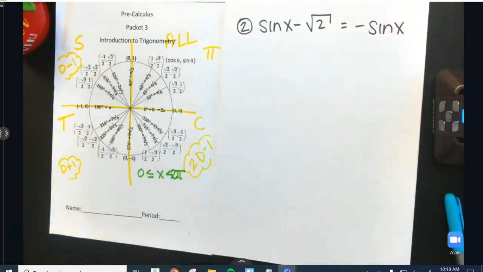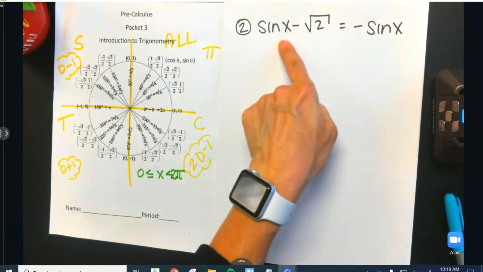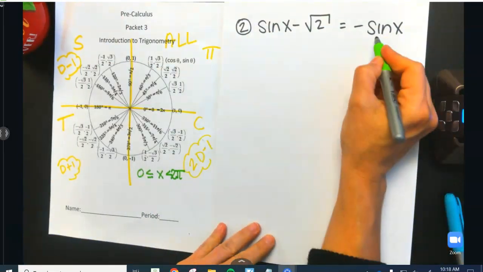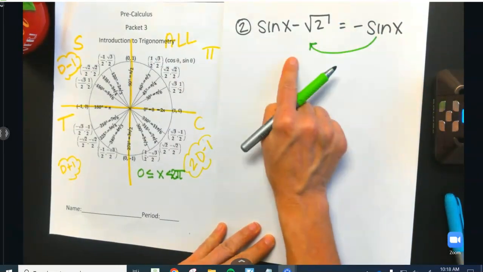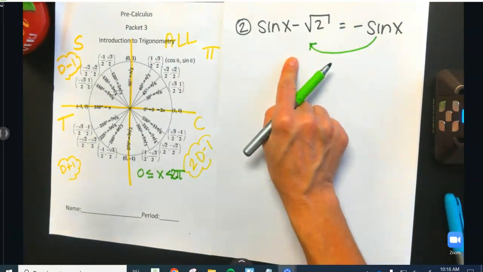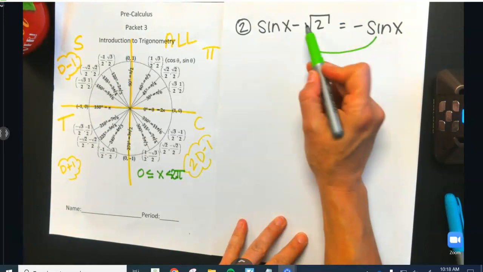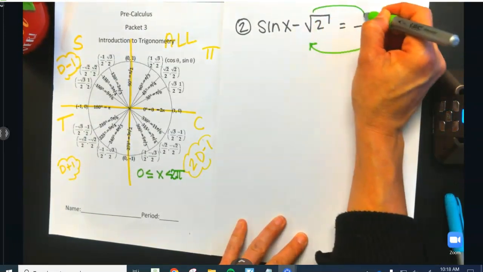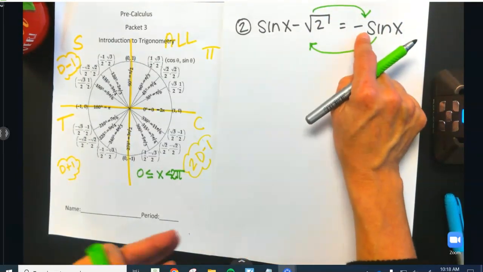All right, so for problem 2, y'all, we have sine on both sides of the equal sign. You can't do that. We're going to move this over here. So look, I'm going to do it at the same time. I'm going to move this over here on that side. It's going to be a plus sine x. But at the same time, y'all see this negative root 2? This is going to move over here, and we're going to write a positive root 2.